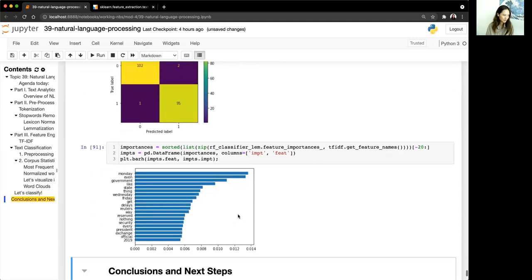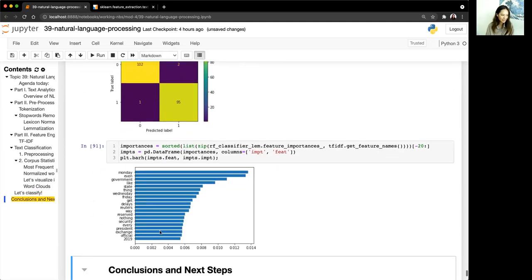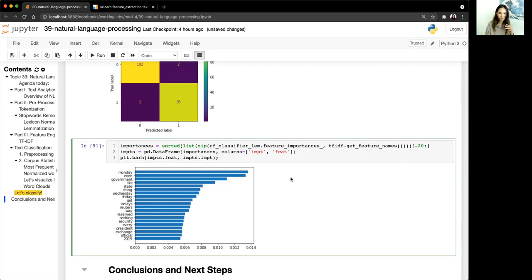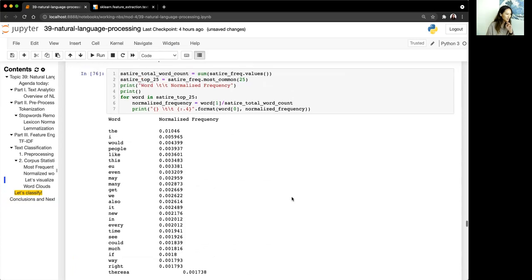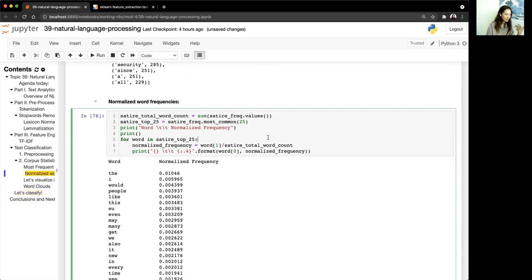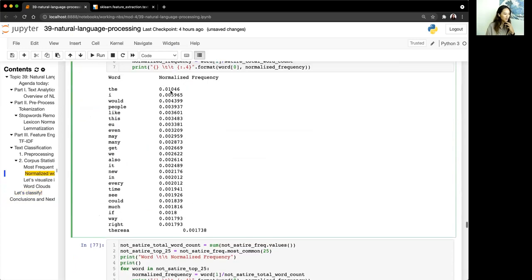We can look at the feature importances here. Again, for example, here we have the word Monday as the most important feature. If you have Monday as a very important feature, it is worthwhile looking into which class the word Monday actually appears more in. So I would go back to my normalized word frequency and look at where Monday is.